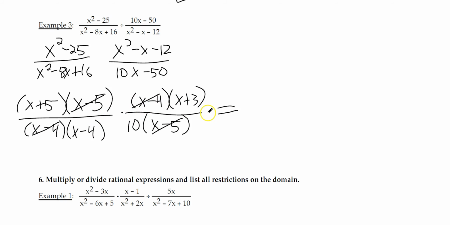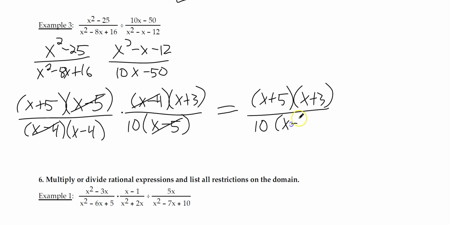So our final answer, we have an x plus 5 and an x plus 3 in the numerator, and we have a 10 which goes first and the x minus 4 in the denominator. Okay.